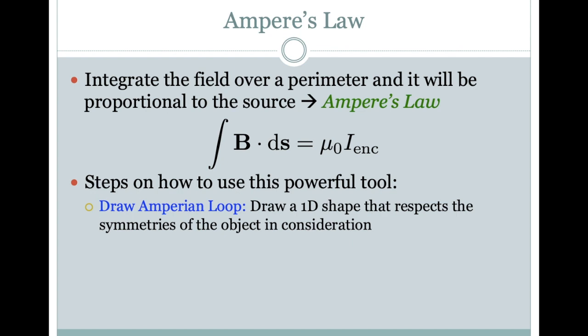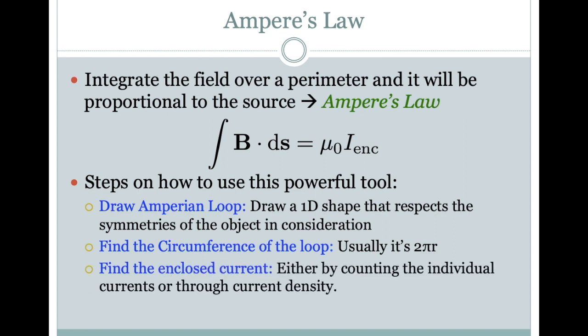For example, we will often be dealing with a wire, which has cylindrical symmetry. Slicing it up, we know that the magnetic field lines move along circles via the right-hand rule. Generally, the way in which I will do this is I will use the right-hand rule to figure out what the direction of the field is, and then I will try and draw a loop that moves along that direction. Then we can find the circumference of the loop. If it's a circle, it is going to be 2 pi r. Then we can find the enclosed current, either by counting the individual currents or by integrating through the current density. We will see both examples.